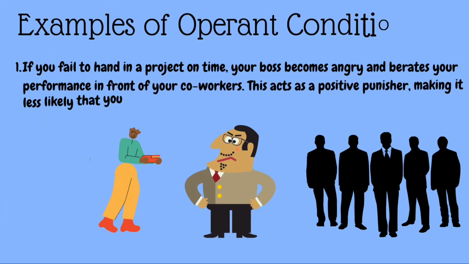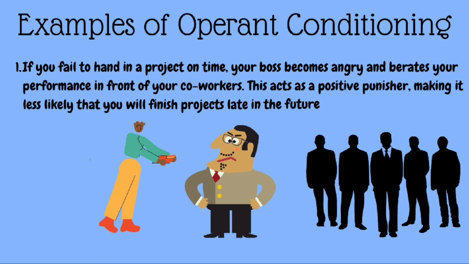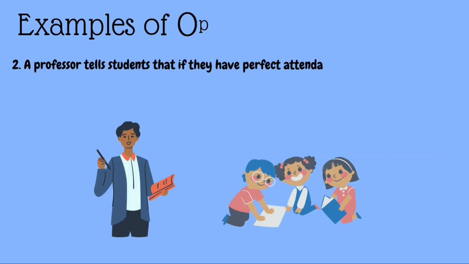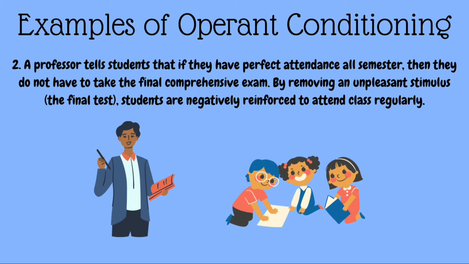Examples of operant conditioning. If you fail to hand in a project on time, your boss becomes angry and berates your performance in front of your co-workers. This acts as a positive punisher, making it less likely that you will finish projects late in the future. Second, a professor tells students that if they have perfect attendance all semester, then they do not have to take the final comprehensive exam. By removing an unpleasant stimulus, the final test, students are negatively reinforced to attend class regularly.